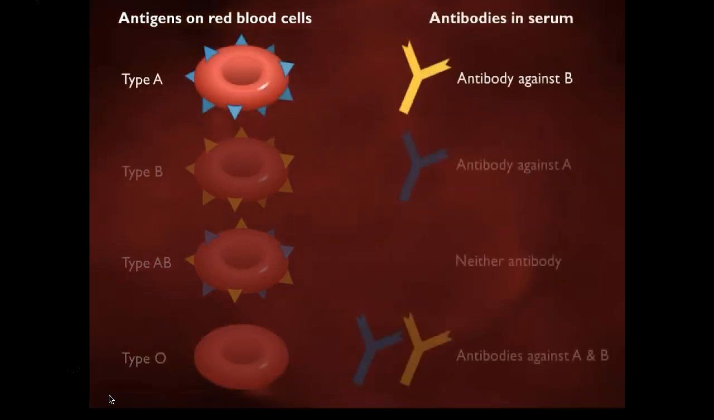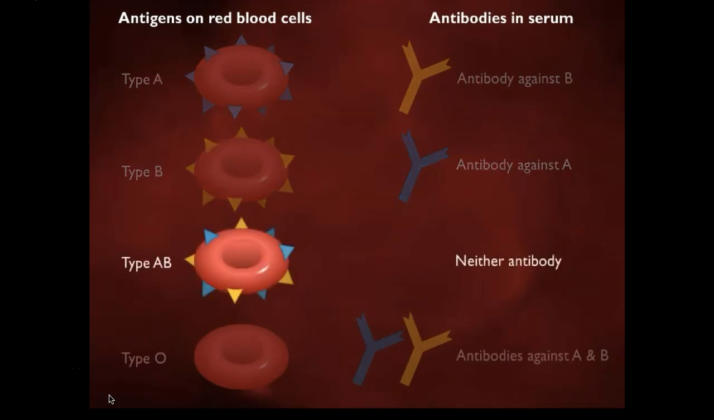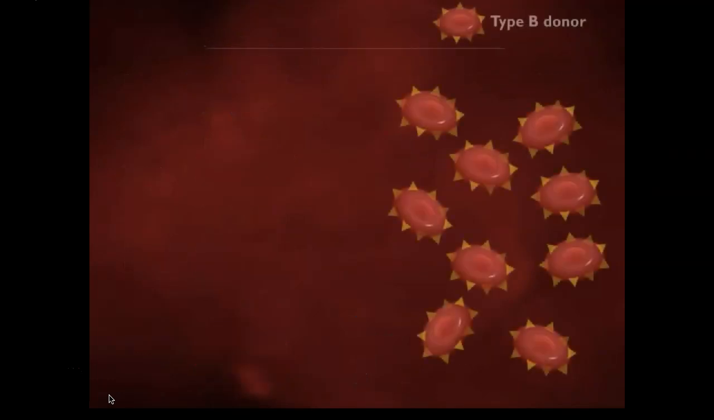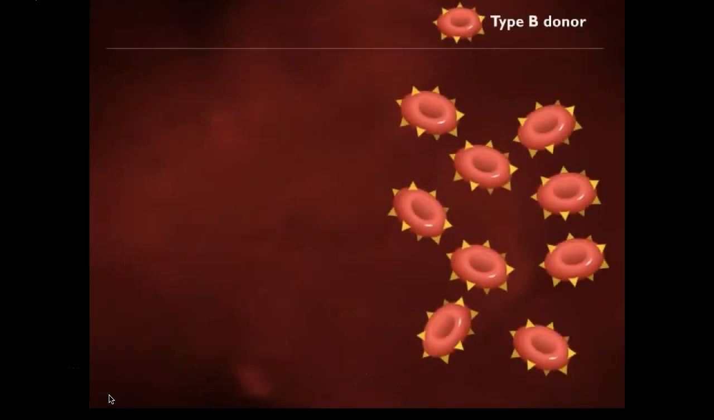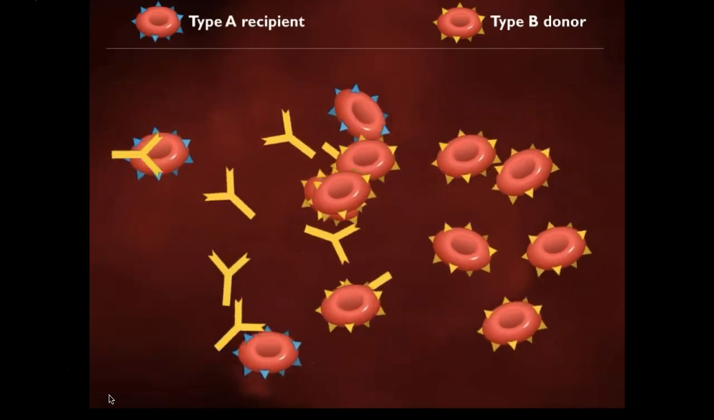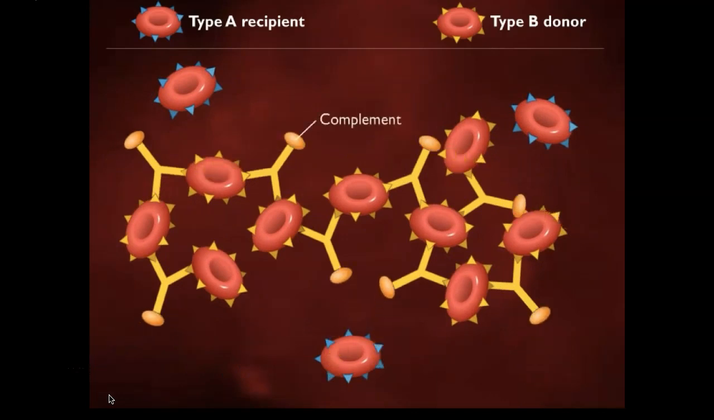The serum of people with type A blood contains antibodies against type B antigens, and the serum of people with type B blood contains antibodies against type A antigens. Type AB serum contains neither antibody, and O serum contains antibodies against both A and B antigens. If blood from a person who is type B is transfused into a person who is type A, antibodies present in the type A blood react with the surface antigens on the incoming red blood cells. This leads to complement fixation and lysis of these cells.